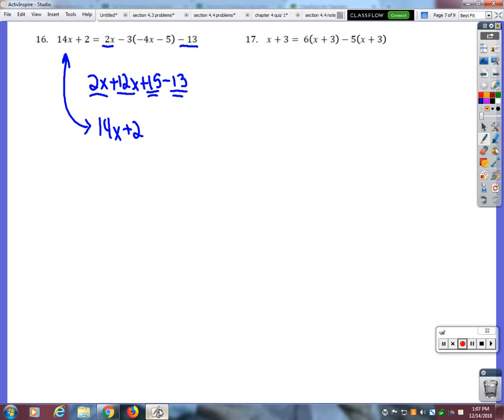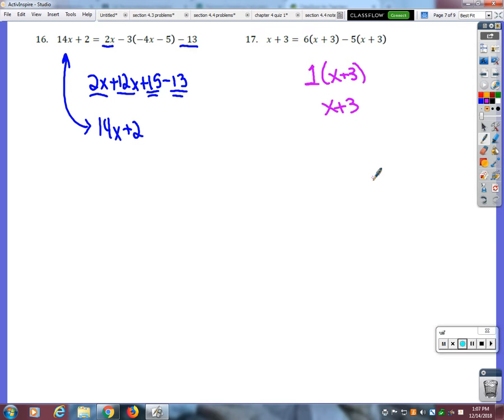Nathan, how about number 17? Would you combine the parentheses? Could you? Because they're the same, you could, yeah. So you have essentially 6(x plus 3) minus 5(x plus 3). So how many x plus 3s do you have? No. If you have 6 of something and you subtract 5 of that same thing, how many of those? 1. Which is just x plus 3.